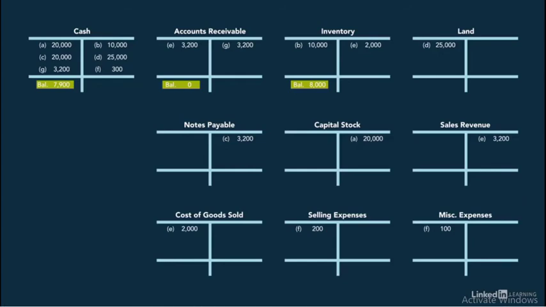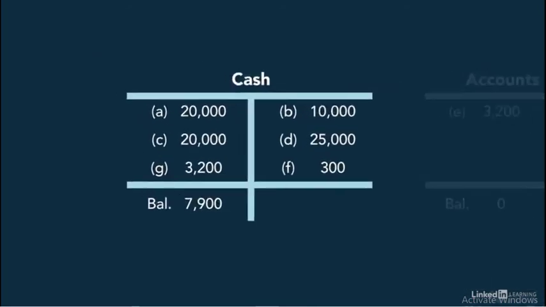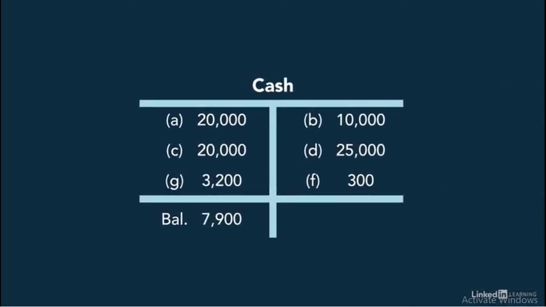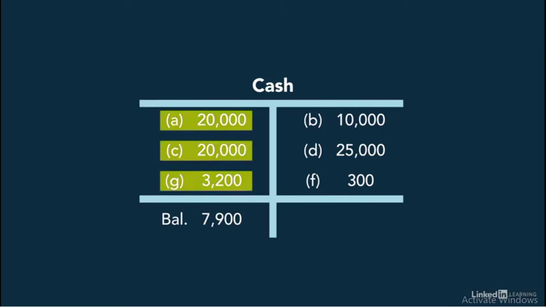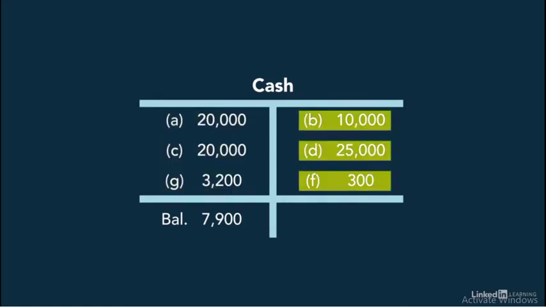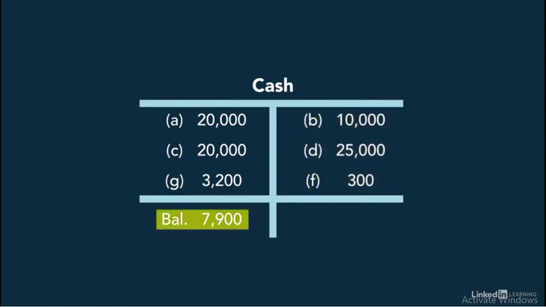Let's take a detailed look at the cash T account. What can we surmise just by looking at this account? First, what do we know? Well, for the cash account, it being an asset, we know that debits mean increase and credits mean decrease. We can tell by looking at this account that three transactions, A, C, and G, caused cash to increase. And we know that three transactions, B, D, and F, caused cash to decrease. We also know that the ending balance in the cash account is $7,900.